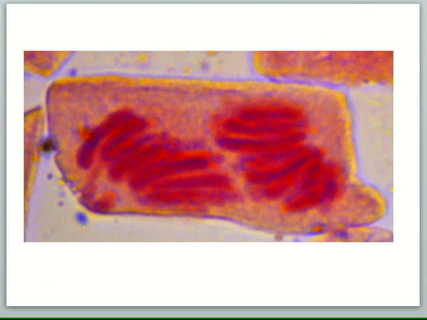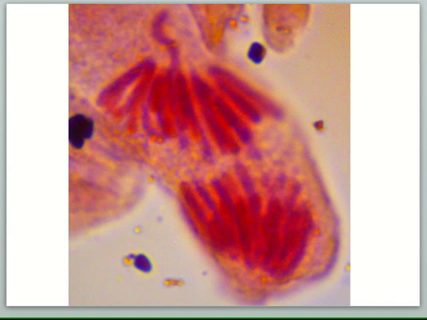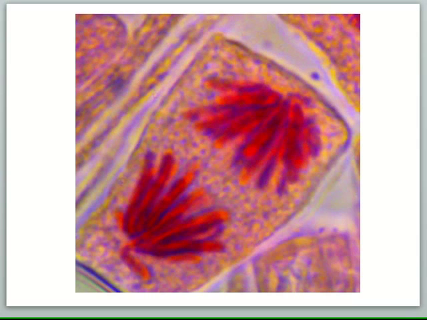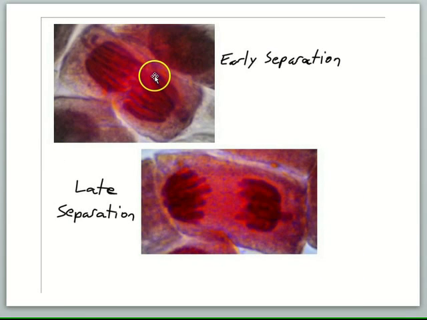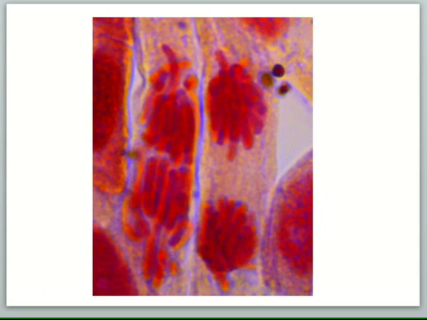Here we see some more cells separating, or rather the chromosomes are separating. We can sort of define maybe early separation, the chromosomes aren't too far apart. Late separation, the chromosomes are farther apart in the cell.